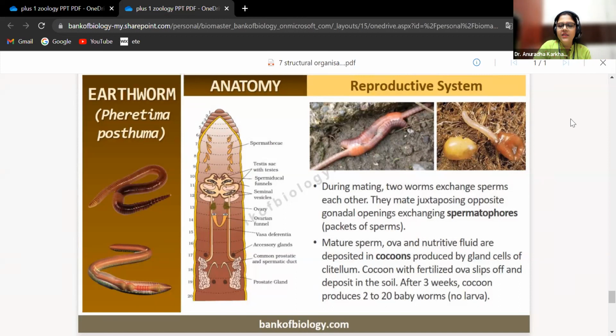Why do they exchange? They have to. Otherwise, how can the fertilization take place? How can their progeny develop? They have to. The cocoon comes out after juxtaposing. Yeah, they want to be laid outside, after copulation has been done. Okay?